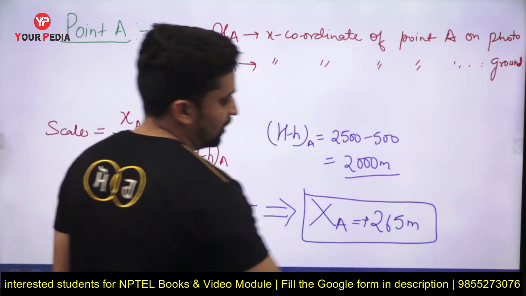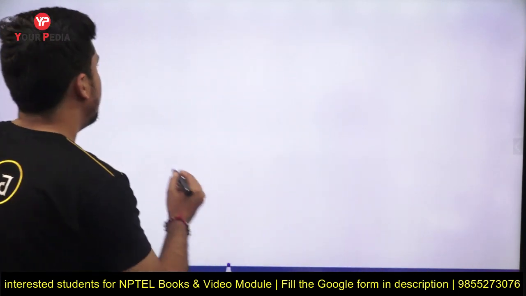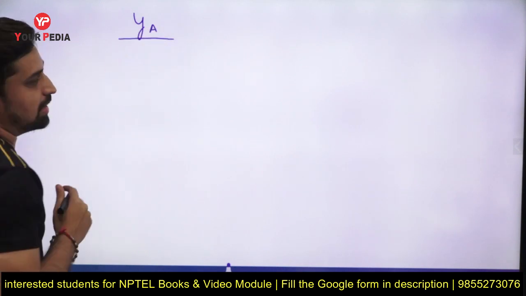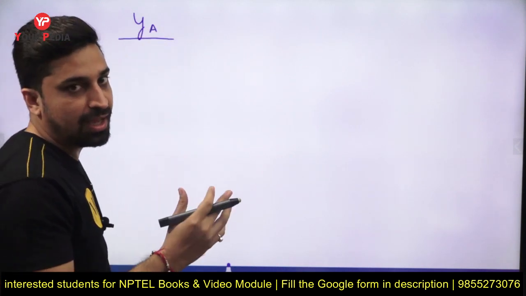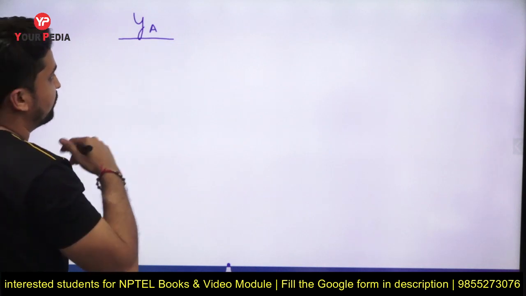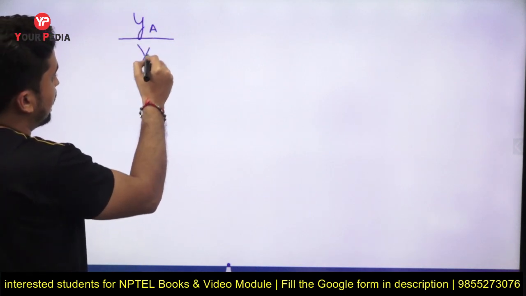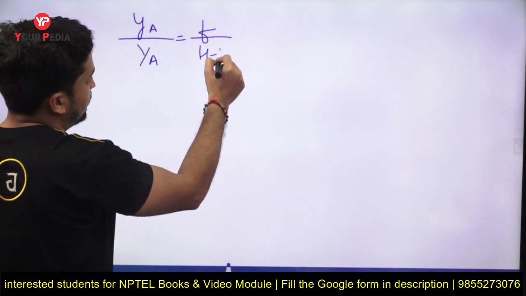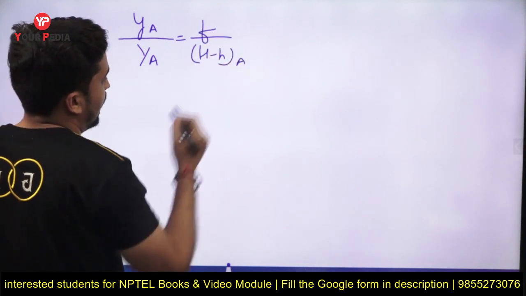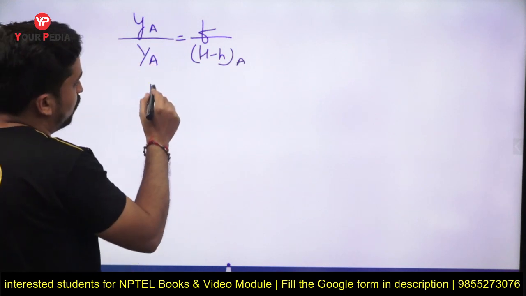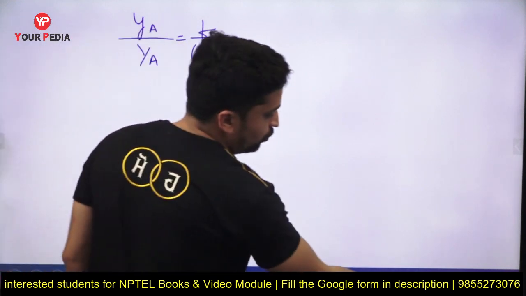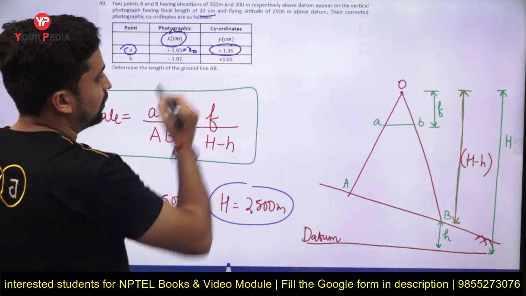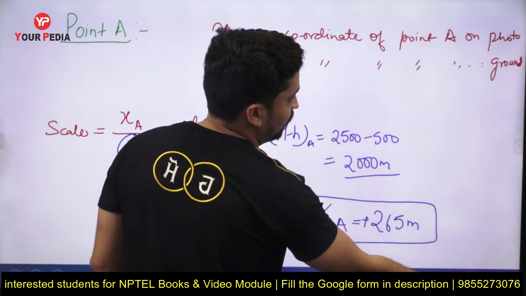So now similarly we can also calculate small ya, which is the y coordinate of point A on the photograph, right? So ya upon capital Ya will be equal to f upon H minus h for A, and this will again be equal to ya, which is already given to you as plus 1.36.